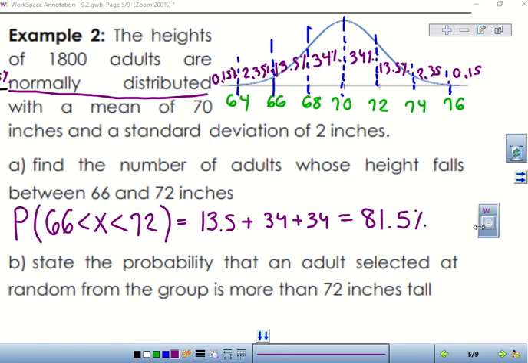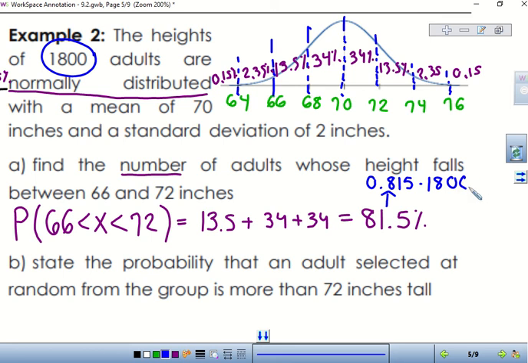So that is equal to 81.5%. But they didn't ask what percent of adults fall between these values. They asked how many. So how could we transfer this from percent to amount? Good job. When they want to know the actual number, you transfer your percentage into a decimal and multiply it by the total number of people in the sample. And that will give you the amount of people who fall in this category.